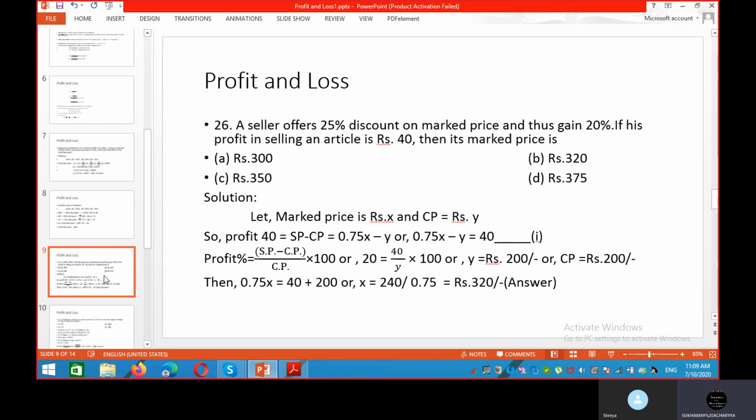Okay, this is all about the theoretical part of profit and loss, and today we will discuss some examples also.